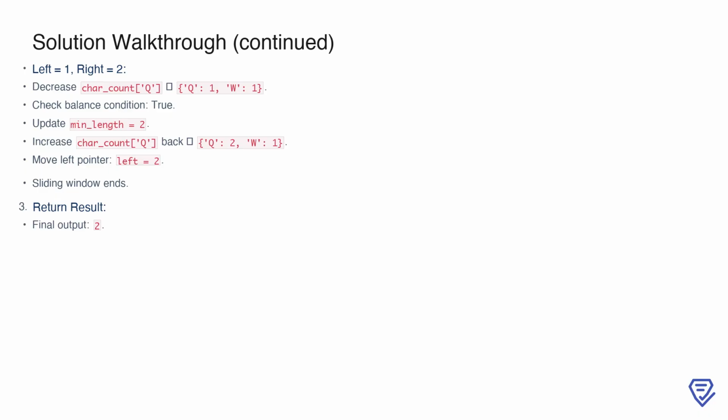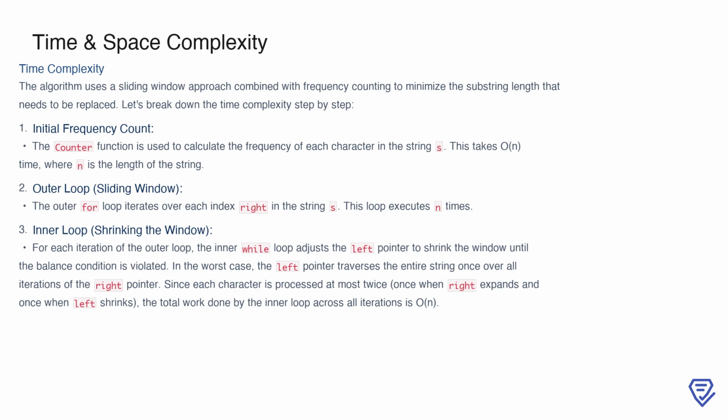The smallest substring length that needs to be replaced to balance the string is 2, which we return as the final result. In analyzing the time complexity of this algorithm, we start by considering the sliding window approach combined with frequency counting. The first step involves calculating the frequency of each character in the string using the counter function. Since the function iterates over the entire string once, this step takes O(n) time, where n is the length of the string. Next, we have the outer loop, which iterates through each index in the string using the right pointer. This loop executes exactly n times, contributing another n to the time complexity.